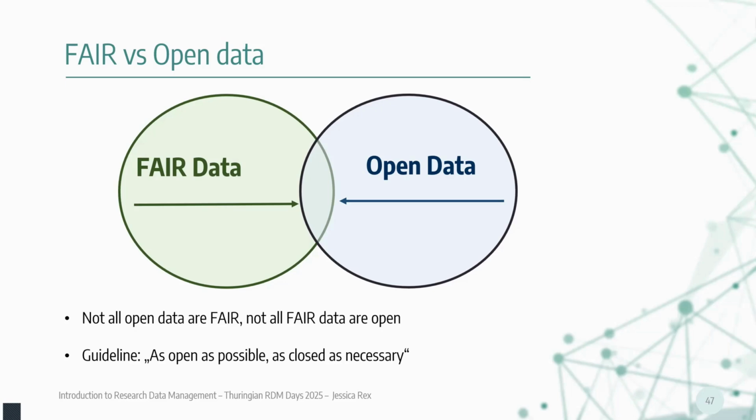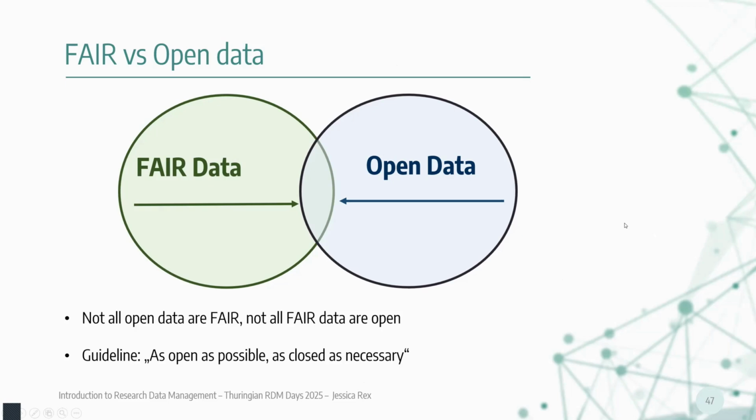And even if you have FAIR data, so they're published on a repository, they have a PID, they have metadata, they have documentation and everything, but you can't make them open, for example for data protection reasons or other reasons, that does not mean they cease to be FAIR. So they can still be FAIR if they're not open for good reason. These two are not necessarily the same thing. They can coincide, so a lot of FAIR data are also open data. And the guideline here is you want to make your data as open as possible, but as closed as necessary to comply with legal or ethical aspects of the whole process.